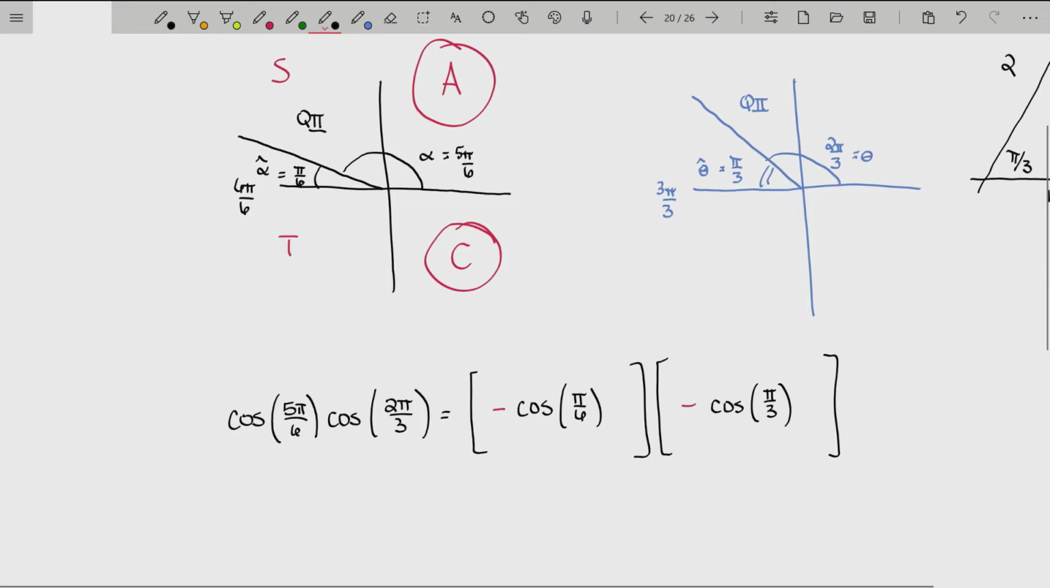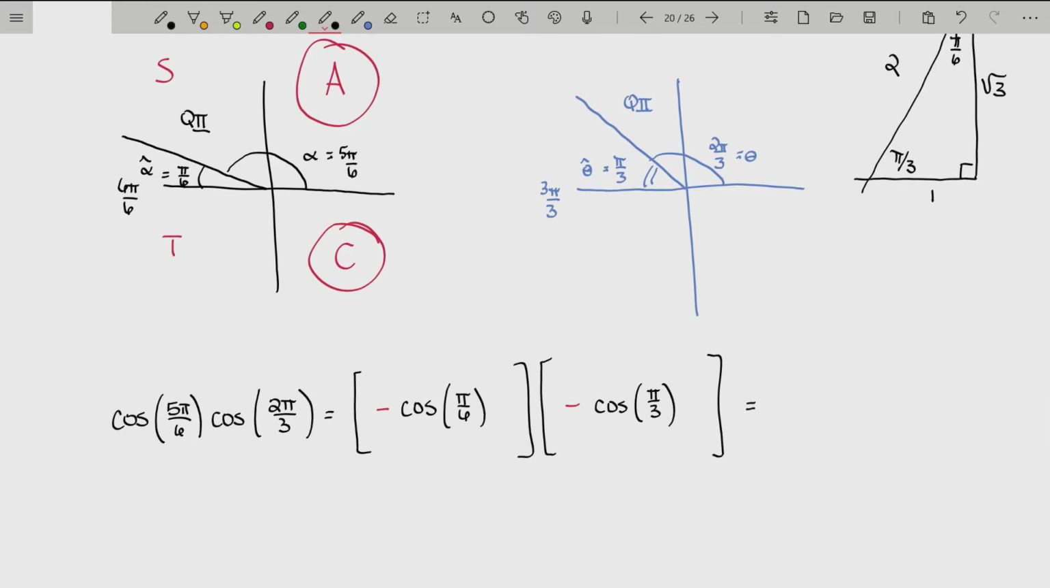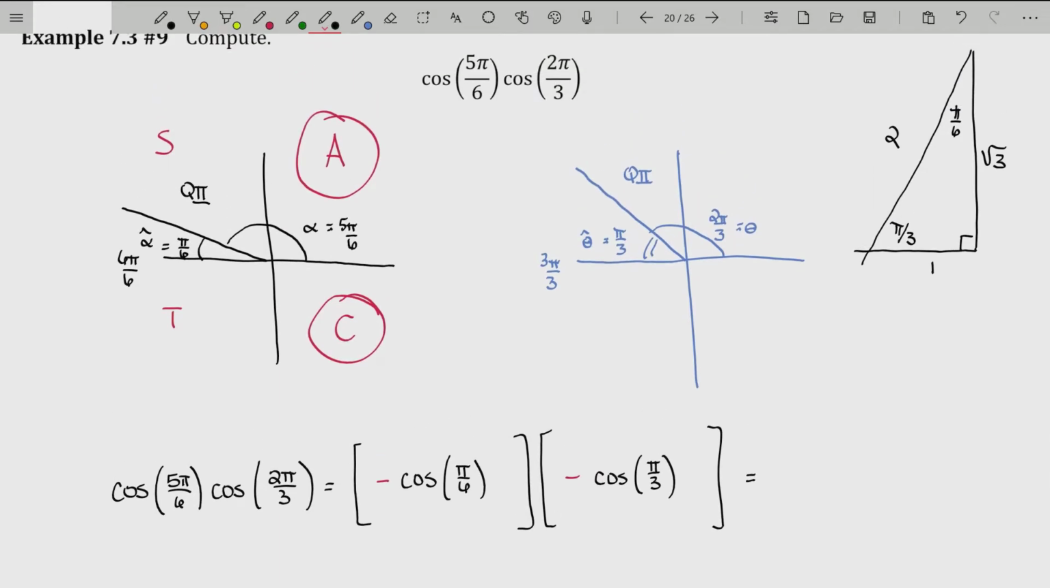Negative times negative is positive, so the negativity goes away. And then I just use my right triangle above for the rest of it. The cosine of pi over 6 is root 3 over 2. The negative's canceled, so I'm not writing the negative now. And the cosine of pi over 3, adjacent over hypotenuse, is 1 over 2. This is root 3 over 4.